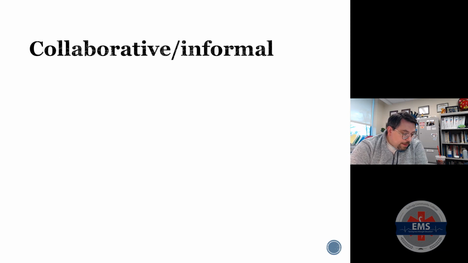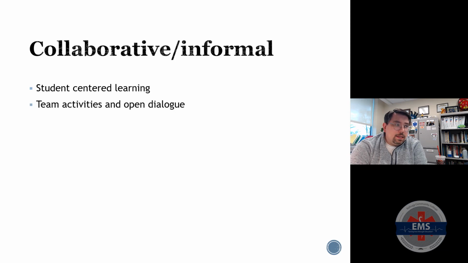Now, when you're dealing with collaborative or informal learning, this is a strong, again, student-centered approach. It's great for team activities or open dialogue. I really like to use learning activities, or what most folks will call worksheets. I try not to call them worksheets in class because that kind of implies that there's a significant amount of work to them or that they can be burdensome. So I just try to call them handouts or activities that we're going to be able to do in class.